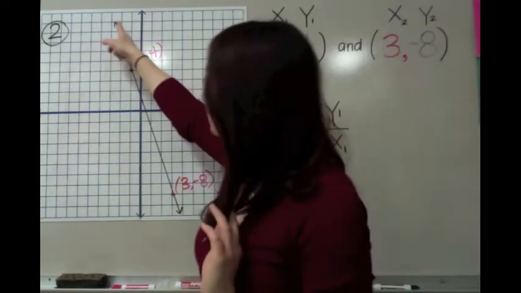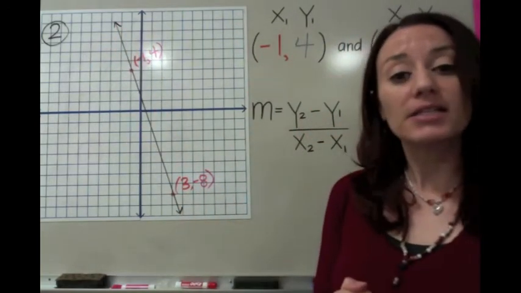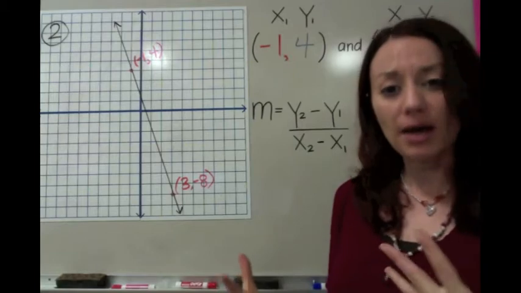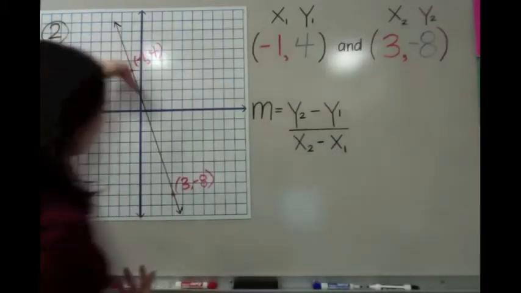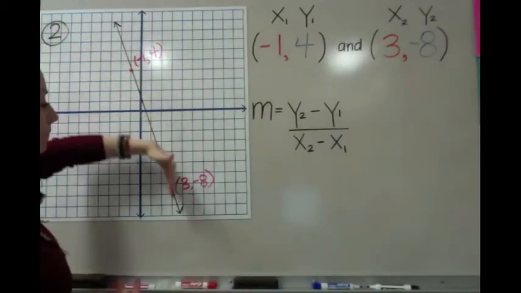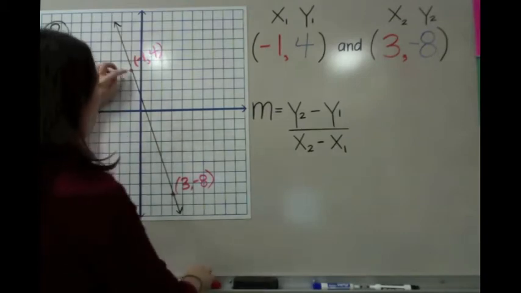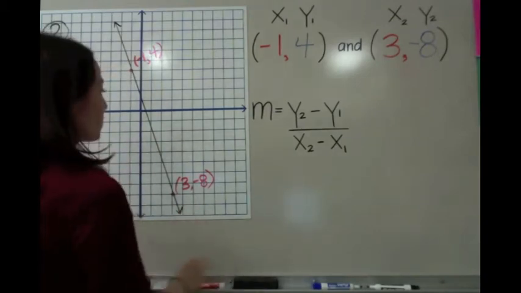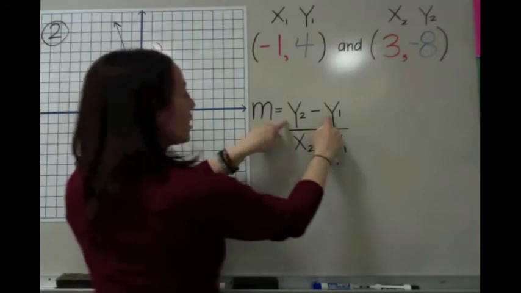And tell me about the slope. Is the line positive or is it negative? Is the line going up or is it going down? It's a negative slope, right? Okay. So what will we have to do first to figure out, what is the change in y?